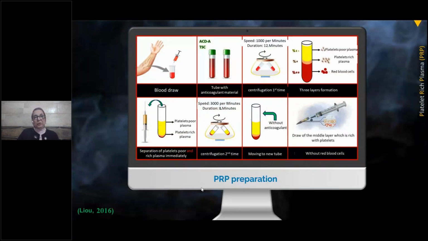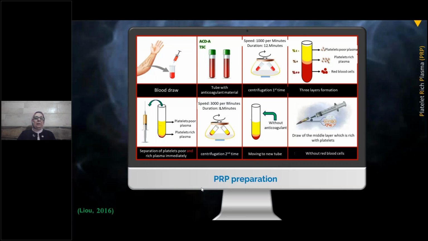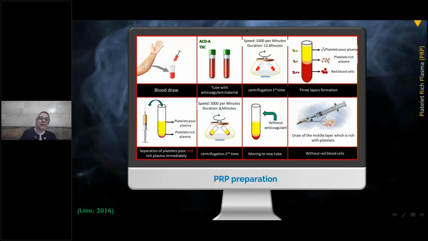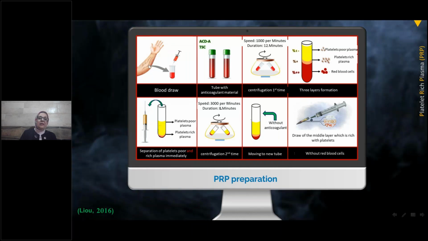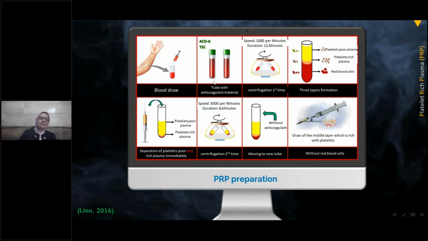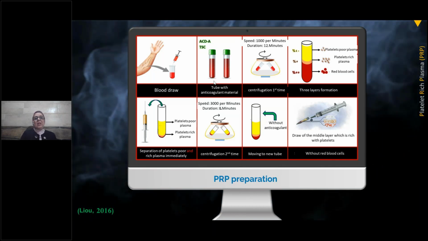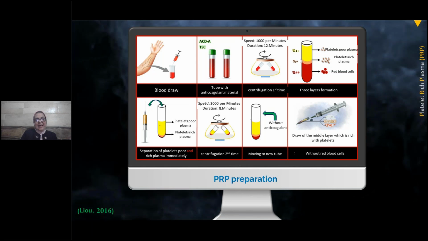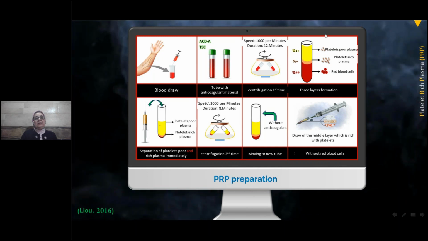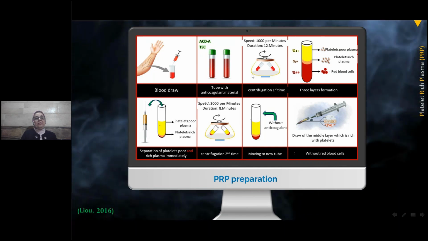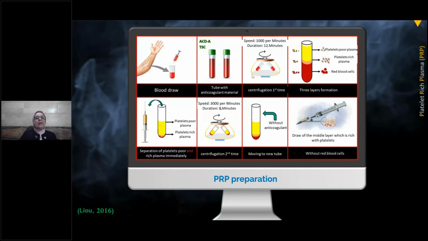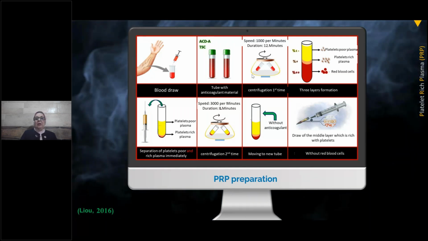About the drawing of PRP: we draw about 20 ml of blood from the patient, and then place it in a tube with an anticoagulant material such as acid citrate dextrose, and then it is subjected to centrifugation for the first time at a speed of 1000 per minute for 12 minutes.